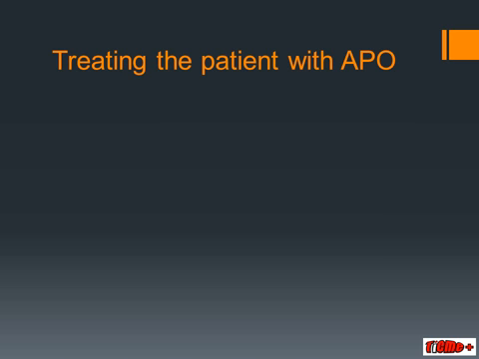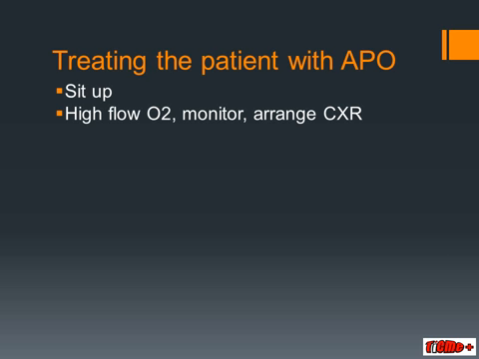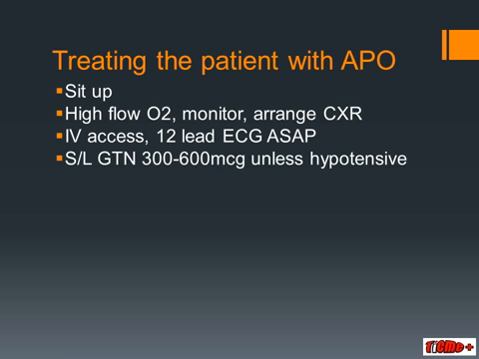So how do we treat the sick patient with acute pulmonary edema? Remember, for more information, you can watch the TiCME tutorial on heart failure, which goes through this in great detail. But in general, you should start by sitting the patient up. Again, this will help to redistribute fluid in their lungs. Put the patient on high flow oxygen, put them on a cardiac monitor, and call in your X-ray person. Obtain IV access, and remember to get a 12-lead ECG as soon as possible to make sure there isn't an acute coronary ischemic process going on.